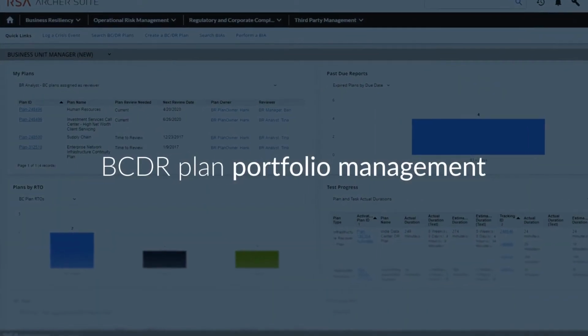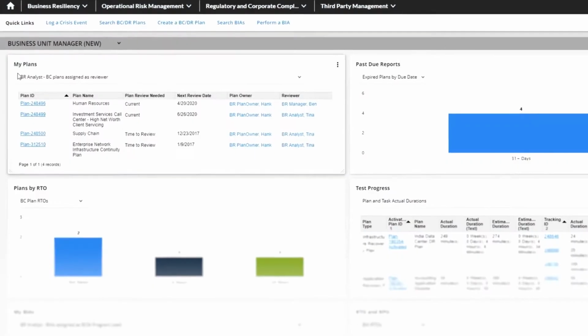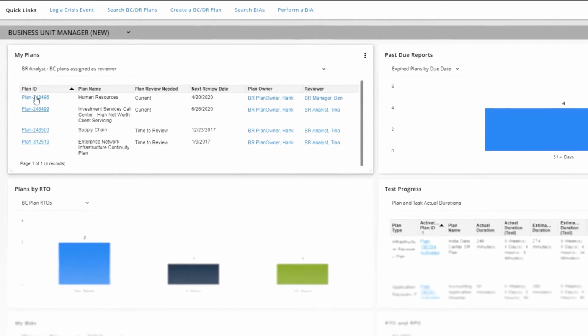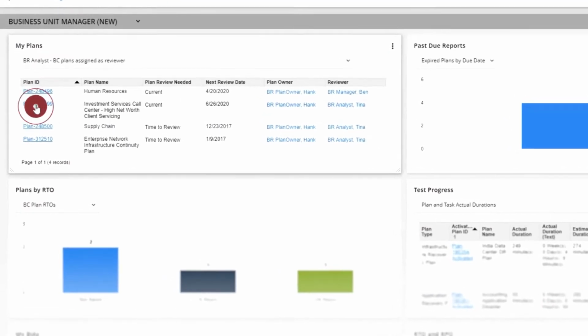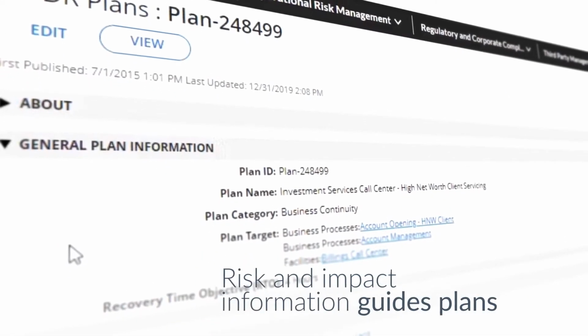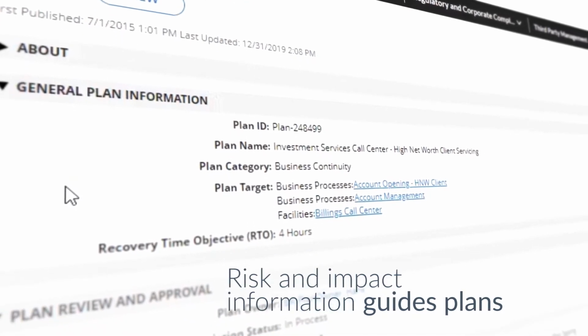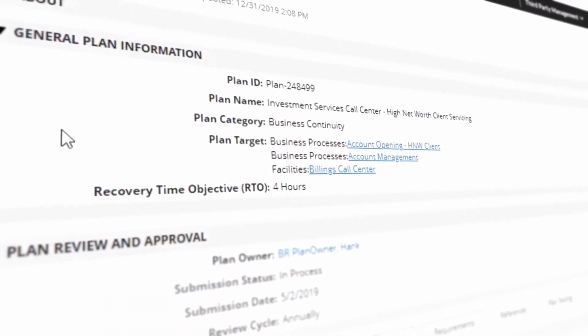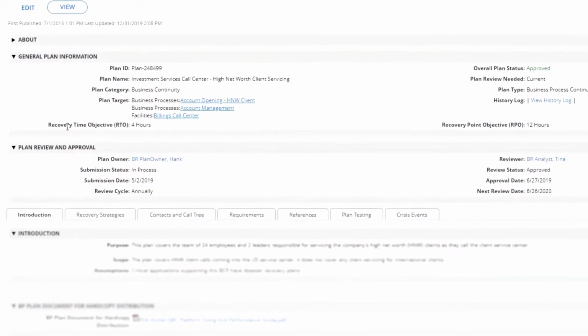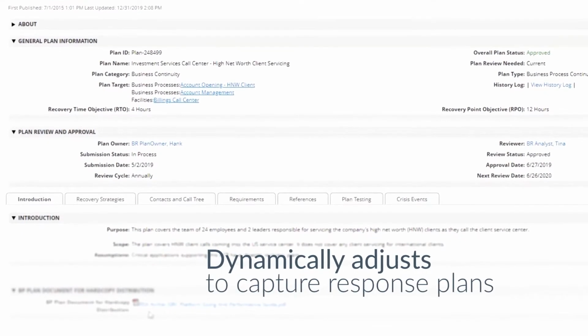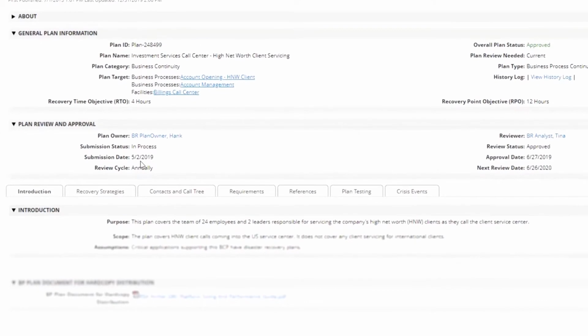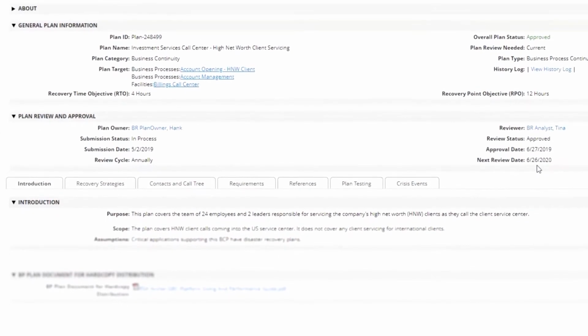BCDR plan portfolio management and the orchestration of plan review and testing cycles are also managed within RSA Archer. Risk and impact information helps guide plans designed to recover critical processes or supporting infrastructure. The BCDR plan application dynamically adjusts to capture response plans for all recovery types, displaying them in one location.